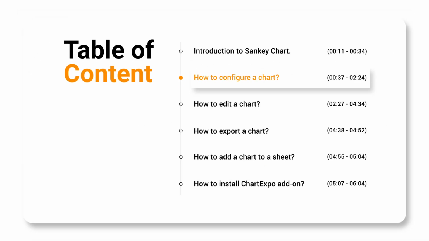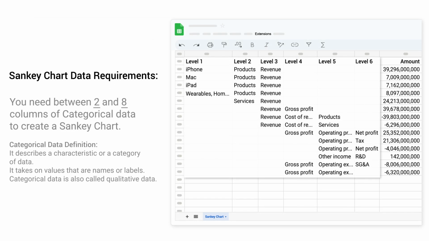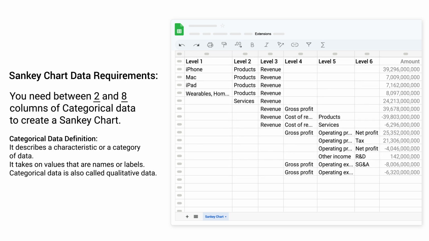How to configure a chart. Sankey chart data requirements. You need between 2 and 8 columns of categorical data to create a Sankey chart. Categorical data definition: it describes a characteristic or a category of data. It takes on values that are names or labels. Categorical data is also called qualitative data.